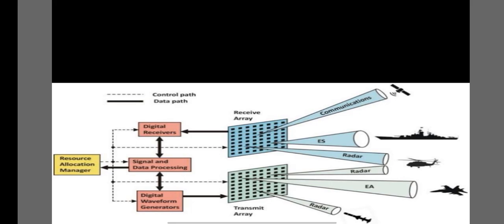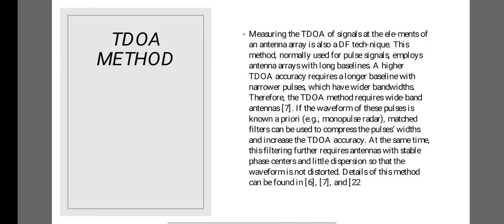Here, based on that, we can see how the antennas work for ultra wideband at a low cost. And the next method is the TDOA method.